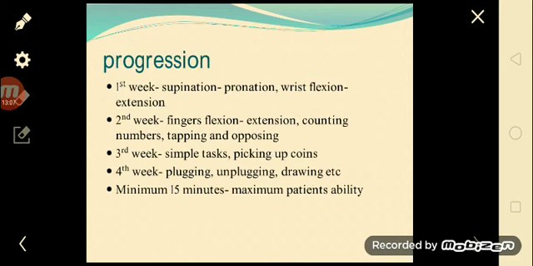Progression. In the first week, we give supination, pronation exercises, wrist flexion and extension exercises, and in the second week, finger flexion, extension, counting numbers, tapping and opposing. In the third week, we start with simple tasks like picking up coins, counting beans, counting cards, etc. In the fourth week, plugging, unplugging, drawing, and this treatment should be a minimum of 15 minutes, and according to the patient's ability, he can continue the treatment for 30 or 45 minutes.